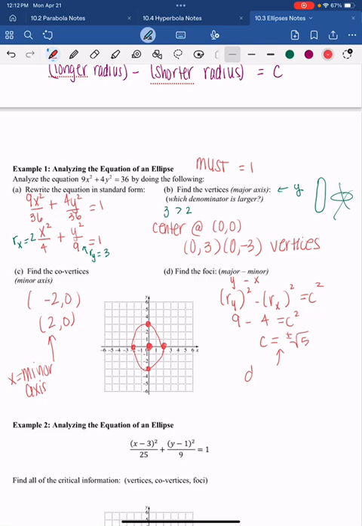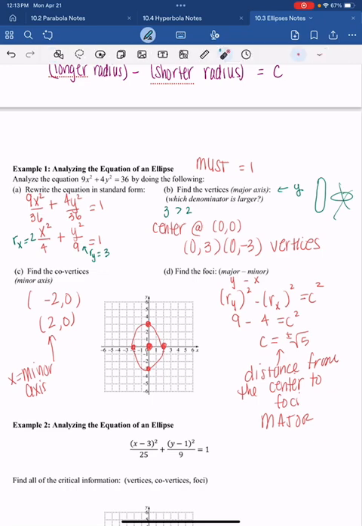This represents the distance from the vertices to the focus. No, sorry, the center. That's incorrect. And they always go on the major axis. So my major axis is y. My major axis is y. So here's my center. So I'm going to go up root 5 and I'm going to go down root 5.